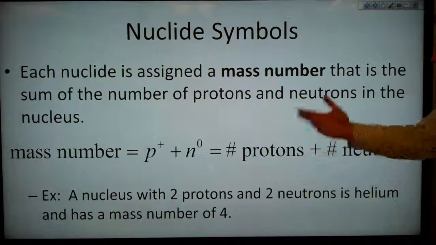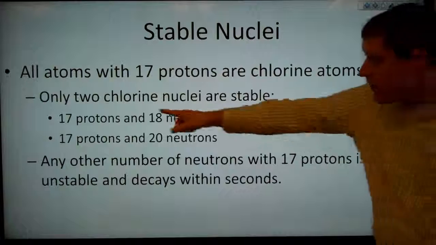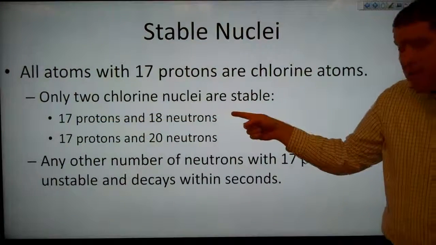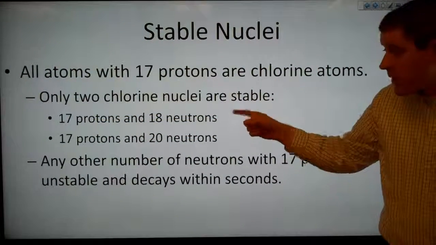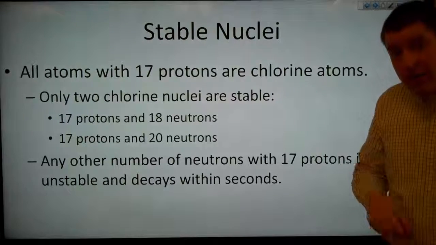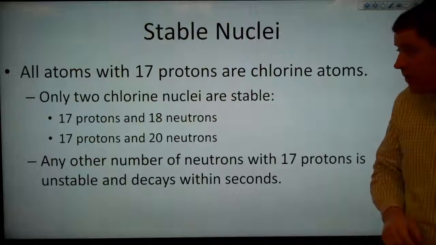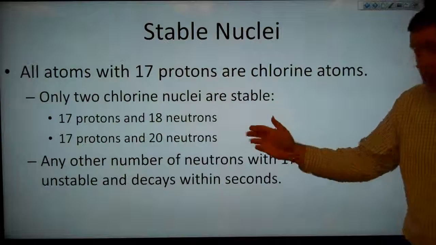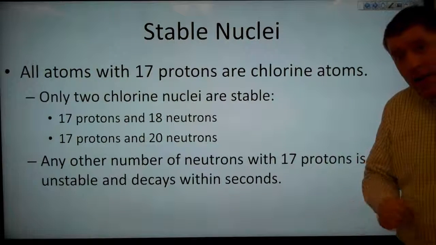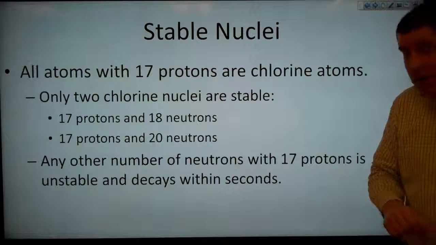is 4. If we go back and we look at this case, where we had 17 protons and 18 neutrons, there we have a mass number of 35, because 17 plus 18 is 35. If we have 17 protons and 20 neutrons, we have a chlorine atom with a mass number of 37.